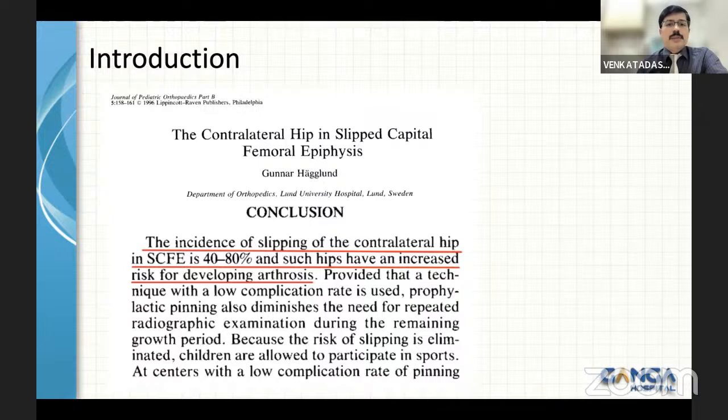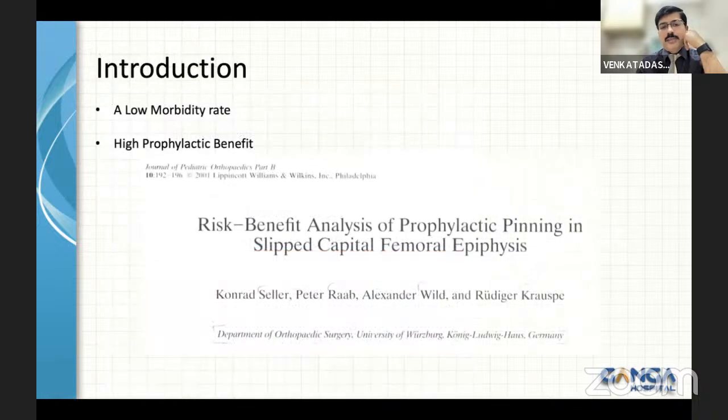So this is a paper from Sweden, which again showed that 40 to 80% of them have an increased slip. I mean, patients can develop arthrosis if you miss a slip. So what are the advantages? Actually, prophylactic pinning is a very low morbid procedure. If you do it properly, the risk is very less, but it has a high prophylactic benefit. Though there are reports of complications during prophylactic pinning, they are very few and far between. So if you learn to do the procedure properly, I don't see any major risk in doing a prophylactic screw fixation.